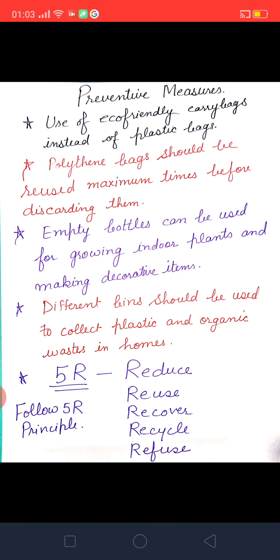Empty bottles: there are too many empty bottles in our house which we can use for growing plants or for making decorative items. And then if we have to dispose of this plastic waste, we should not throw it on the roadside or in the sewer system.